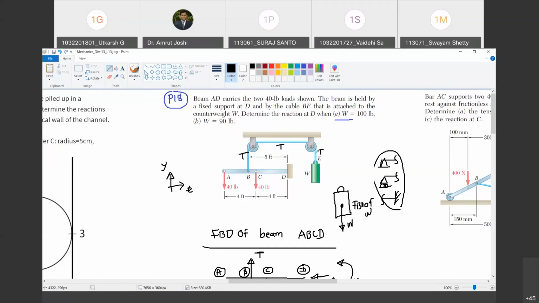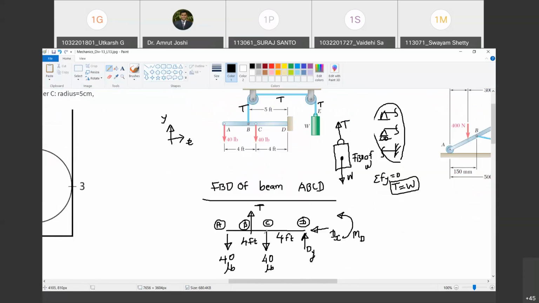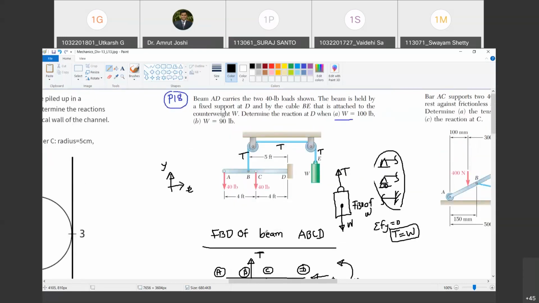And this cable is external to the weight. So therefore, I will have to show this T. Happy? Yes. So summation Fy equal to 0 for this FBD is going to yield me T equal to W. Happy? Yes. Great. Sir, T equal to W g, because it's given W, but it's actually in mass. Yes, in lb, right?